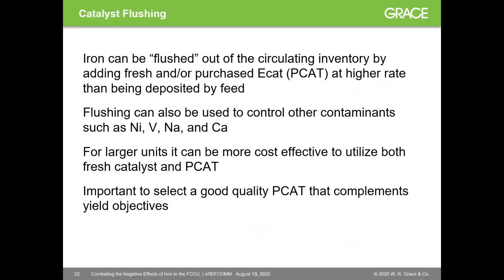One solution to manage iron levels on the Ecat, of course, is with increased catalyst addition rate. Higher rates will also purge other contaminants. However, using purchased Ecat to supplement fresh catalyst may be a more economical solution for large inventory resid processing units. When adding high levels of both fresh and purchased Ecat, a loader capable of adding multiple components provides the most flexibility to properly balance those addition rates. Any purchased Ecat should be complementary to desired unit yields.